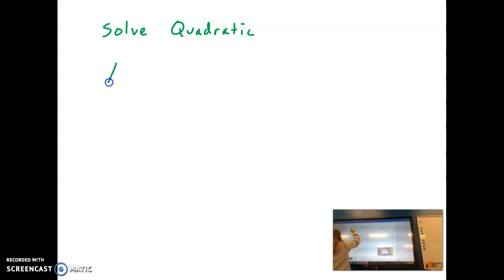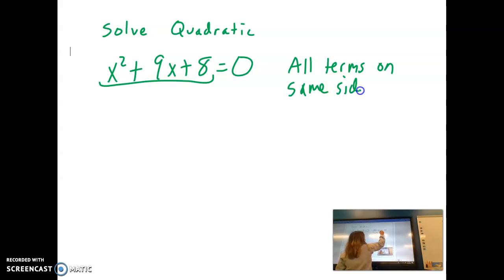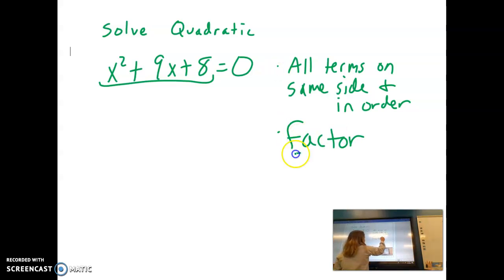If I have something like x squared plus 9x plus 8 equals 0, a quadratic needs to have all terms on the same side and in order. Notice it goes x squared, x, and then my number. Now how do I solve? When it's a quadratic, I need to factor it, which is what we've been working on. What are the factors of 8 that add to 9?